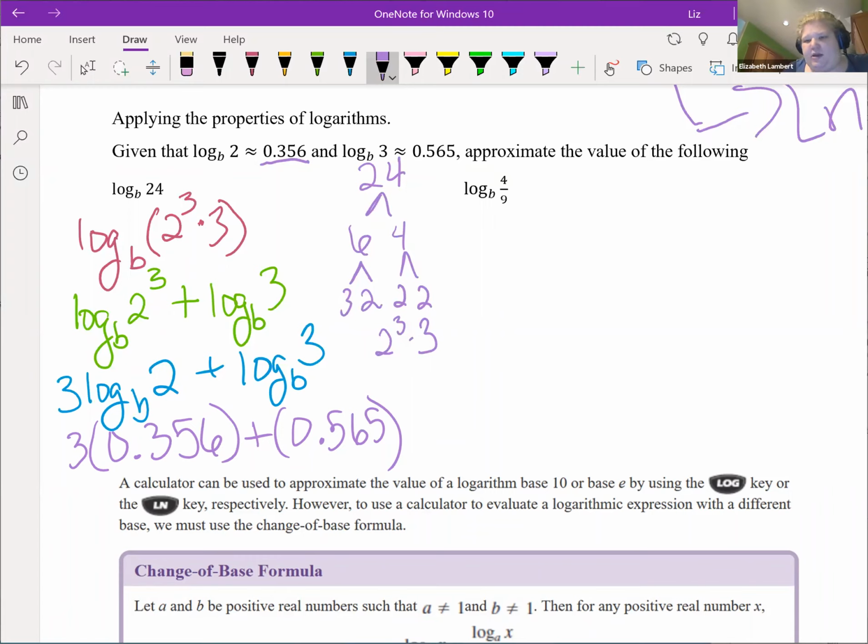I could do it by hand, but we have calculators. Three times 0.356 plus 0.565, 1.633.